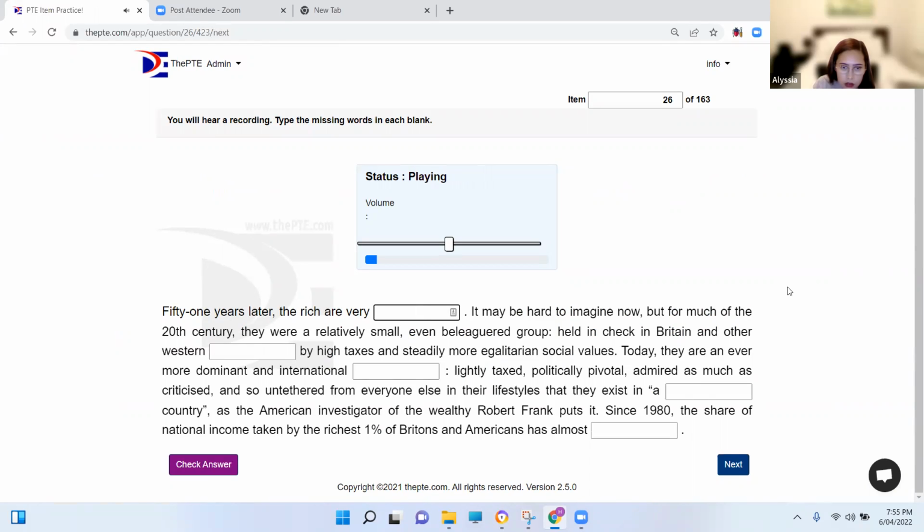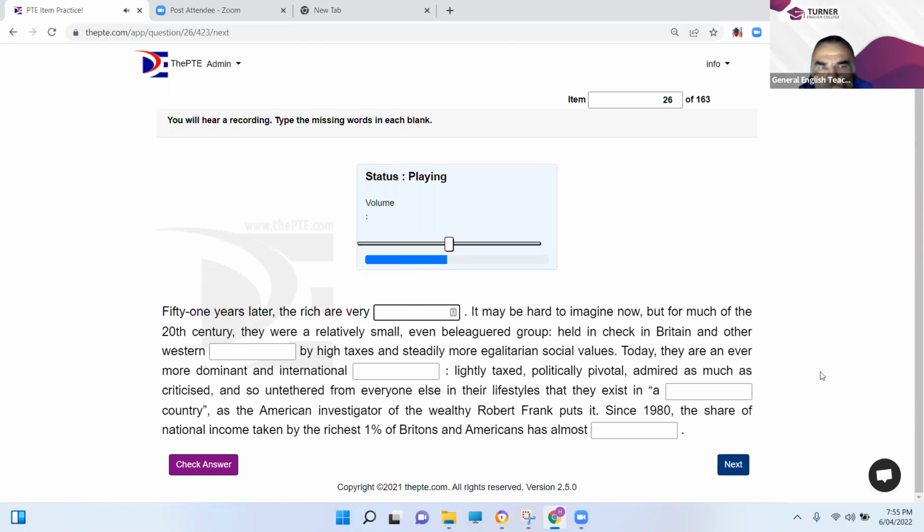51 years later, the rich are very different. It may be hard to imagine now, but for much of the 20th century, they were a relatively small, even beleaguered group, held in check in Britain and other Western countries by high taxes and steadily more egalitarian social values.